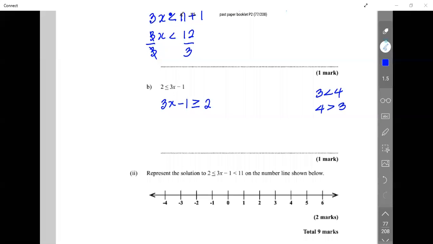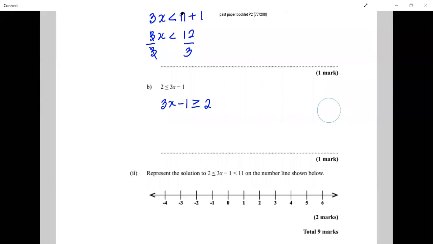All right, so let's erase this. Negative 1 goes over and becomes positive. So now I have 3x is greater than or equal to 2 plus 1. 3x is greater than or equal to 3. And if I divide both sides by 3, I'm going to get x is greater than or equal to 1.